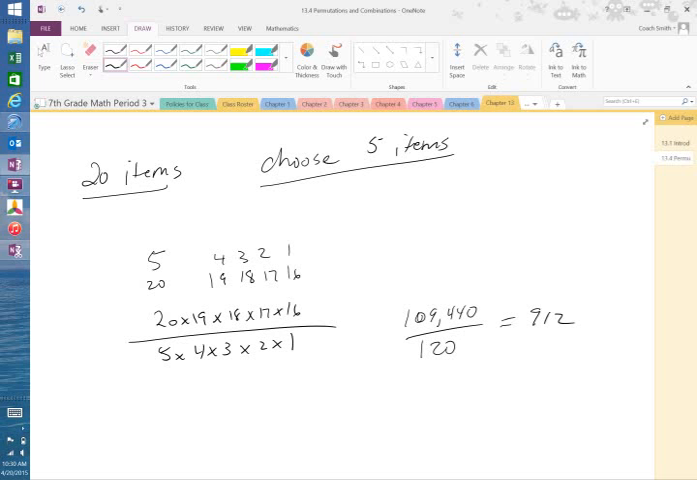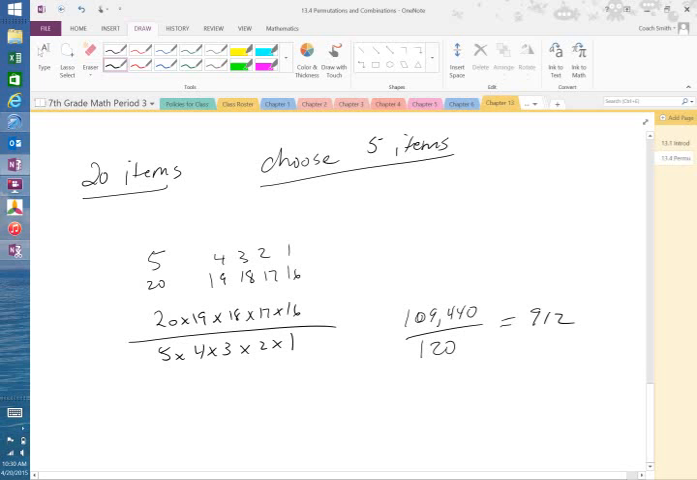Now, if it does matter that I pull out the rabbit first, then the goat, then whatever, then obviously it's a permutation, and then there's 9,900 total different ways if it matters what order they come out in.